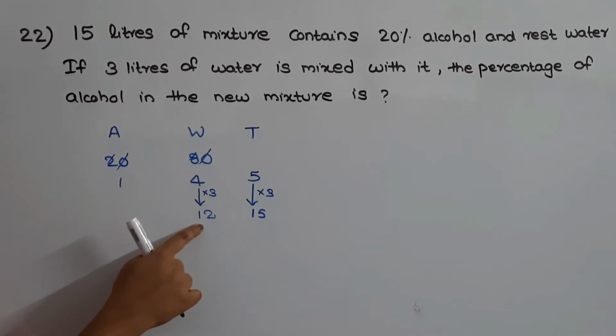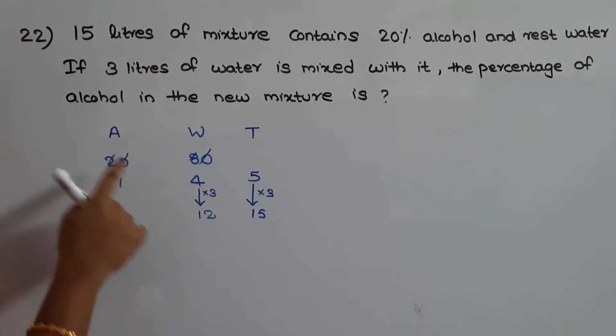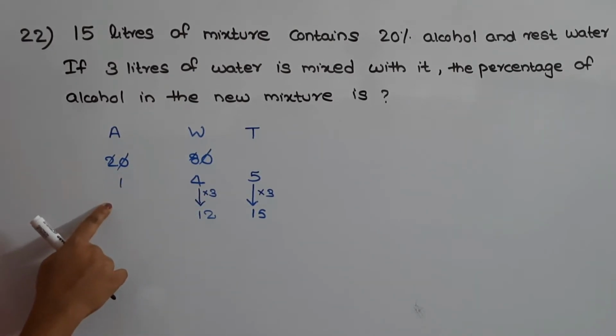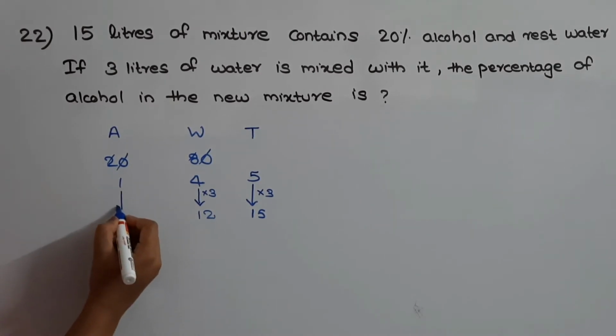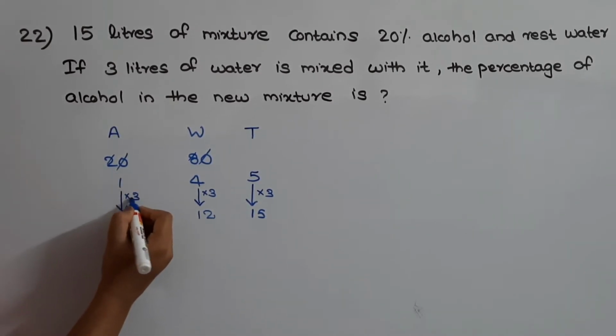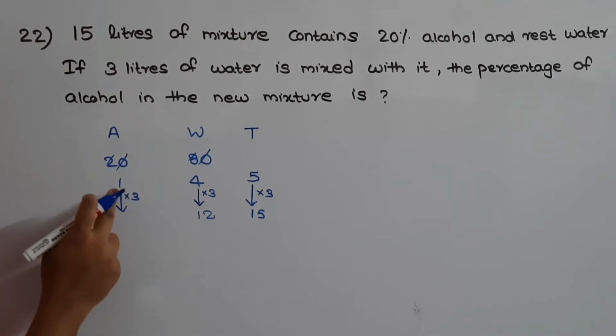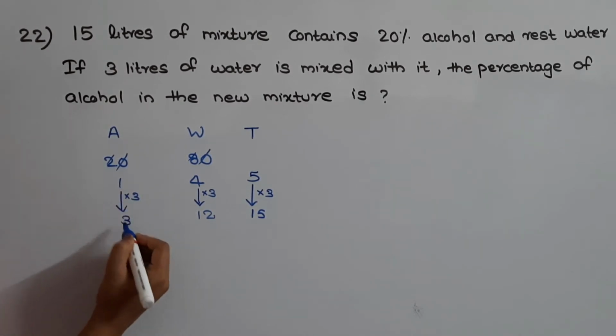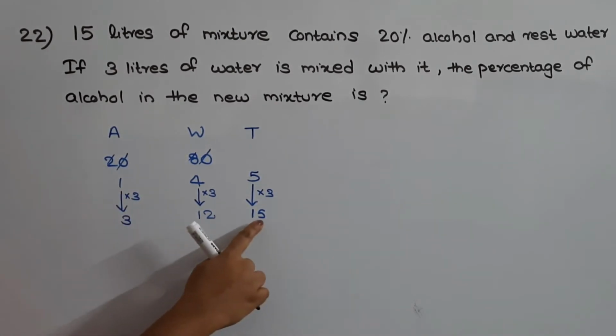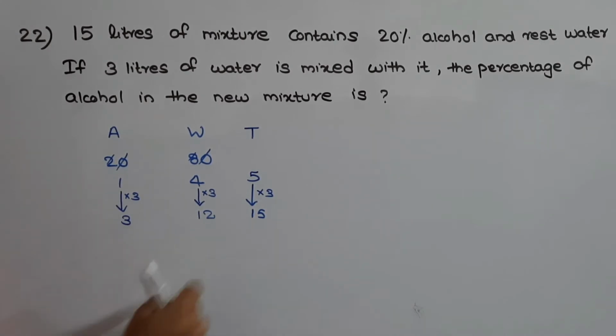So 4 into 3, that is 12. Okay, now what will be the quantity of alcohol present in this mixture? If you multiply this 1 by 3, you will get the quantity of alcohol present in the mixture, that is 1 into 3, that is 3. Okay, or you can subtract this 12 from this 15.